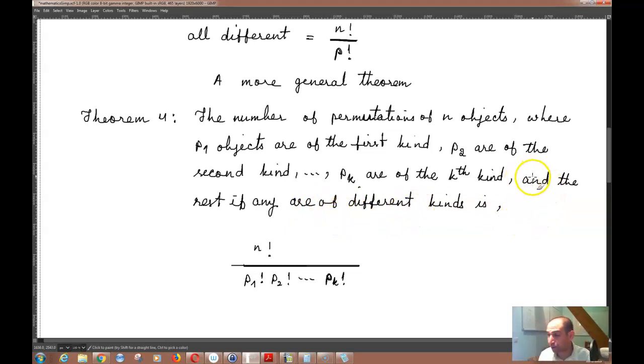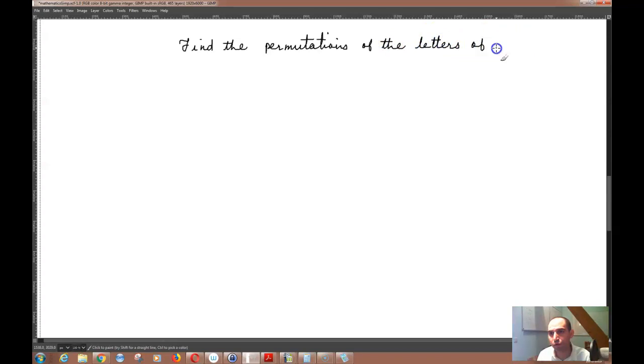Now, as an example, let's do example number 9. Example number 9: find the number of permutations of the letters of the word Allahabad.